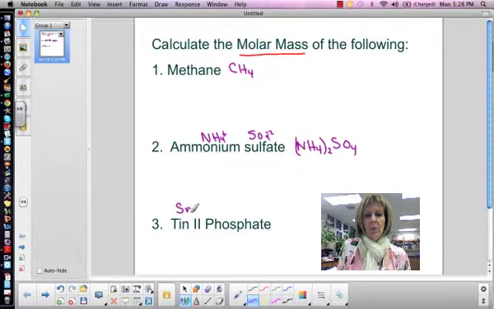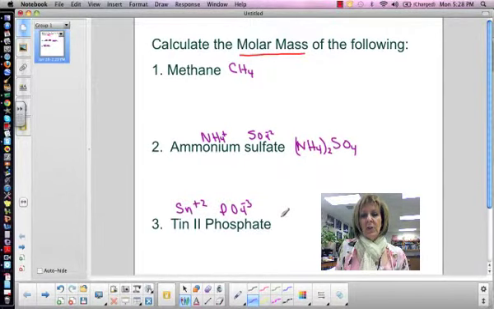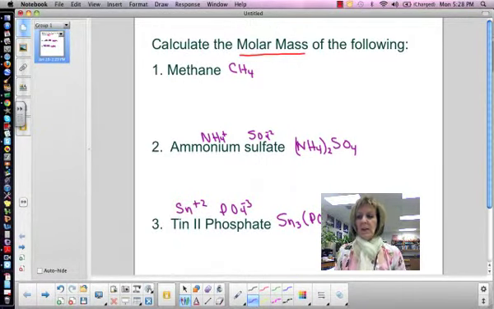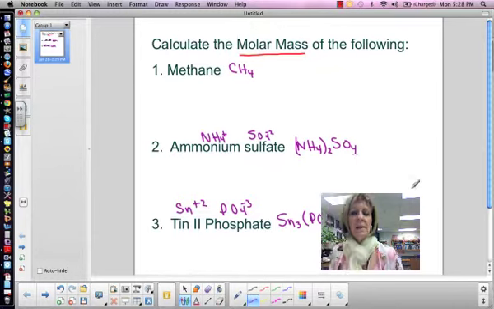Tin(II) phosphate. The Roman numeral 2 means it is a plus 2 charge. Phosphate is PO4 minus 3, and so for tin(II) phosphate, I would need 3 of these tins and 2 phosphates in order to balance out my charges. So I have plus 6 and minus 6.